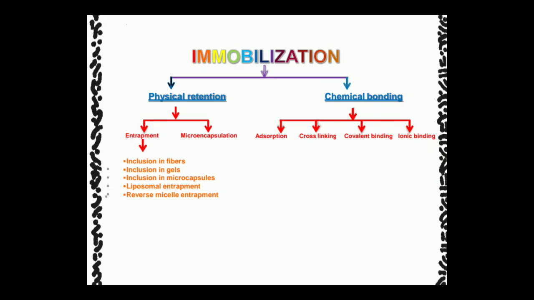This is the classification of enzyme immobilization systems. It is broadly divided into physical retention processes and chemical bonding. The physical retention process consists of entrapment and microencapsulation, and the chemical bonding consists of adsorption, cross-linking, covalent bonding and ionic bonding. Adsorption is categorized under chemical bonding because, although adsorption is a physical phenomenon, it occurs due to affinity, due to the different covalent bonds between the surface molecule and the main matrix. And we are going to study the different processes of entrapment in detail.